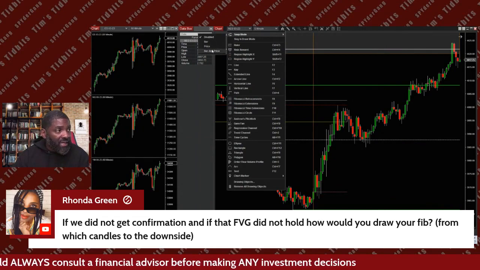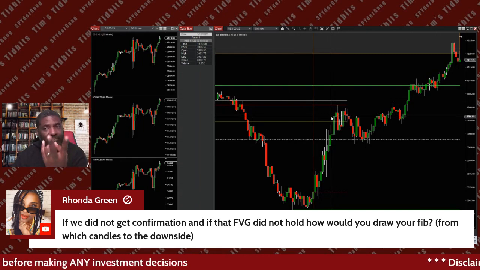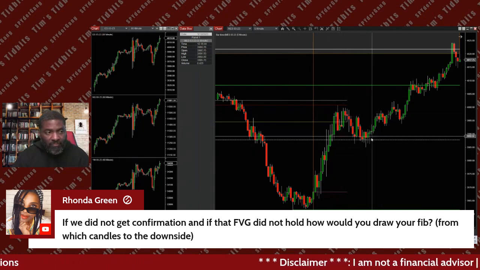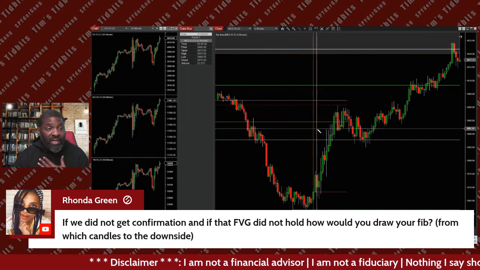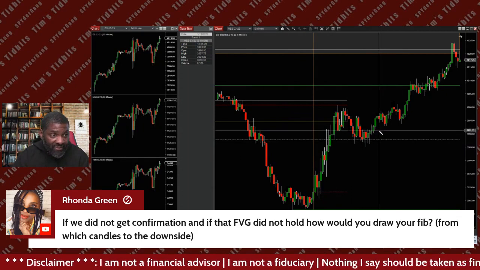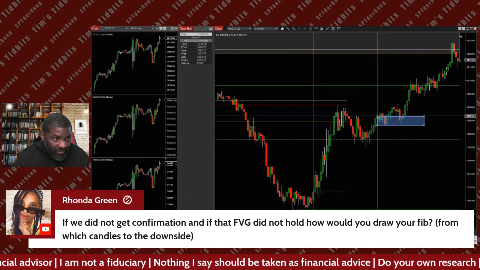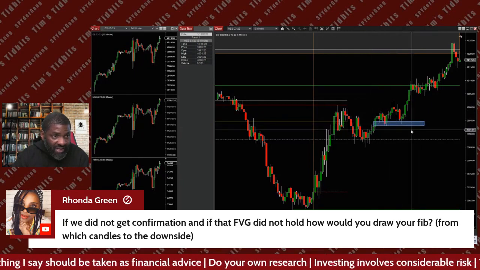I don't want anybody to get dependent on the tools. The tools just help us visually see the price action, right? Because when we're buying, right? When we're buying this fair value gap right there, right?